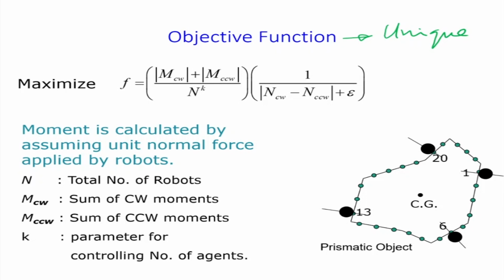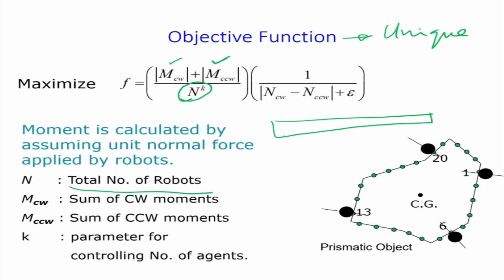Then I'm saying it is divided by n raised to k, where n is the total number of robots. So here the variable is also the total number of robots. In that binary string, we're going to start playing with the number of robots also. So the number of ones and the number of zeros will keep changing. The number of ones can be more than 4. So this is the first term, the clockwise moment: the number of robots sitting counterclockwise and the number of robots sitting clockwise.